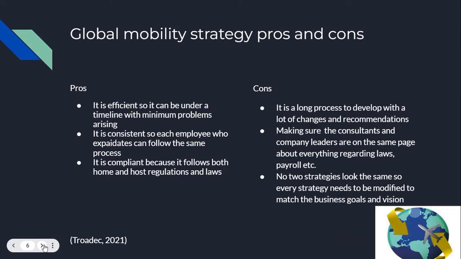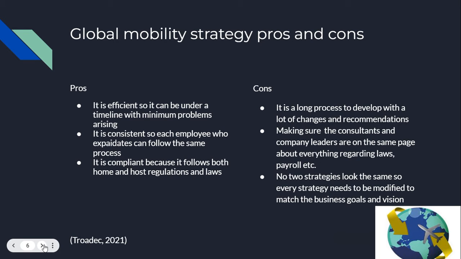So there are pros and cons of the global mobility strategy. First, the pros: it is efficient, so it can be under a timeline with minimum problems arising. It is consistent, so each employee who expatriates can follow the same process. It is compliant because it follows both home and host regulations and laws, if you have a well-written global mobility strategy in place.